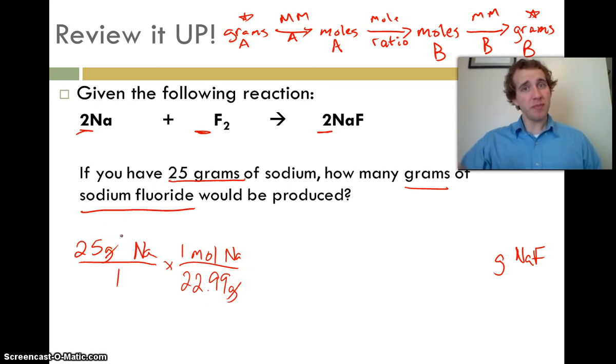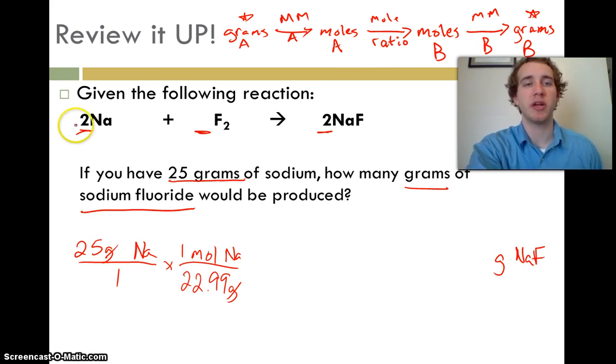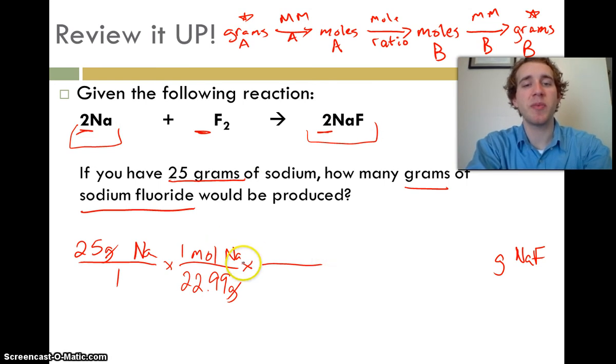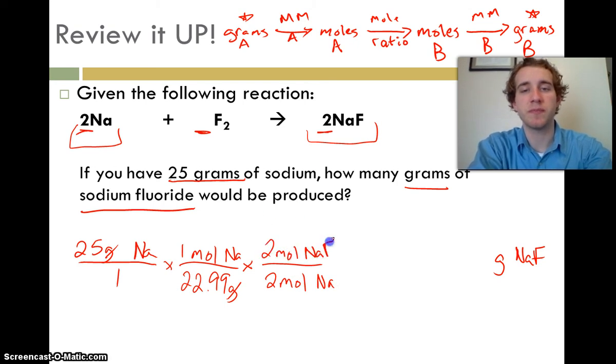Now we're at moles of sodium. We are now at moles of our first substance. We can now change it into moles of our different substance using the mole ratio. Well, the ratio between sodium and sodium fluoride is 2 to 2. Because we have sodium on top, we're going to put our sodium on the bottom for our next step. For every 2 moles of sodium, we've got 2 moles of sodium fluoride. Moles of sodium cancel. We're into moles of sodium fluoride.